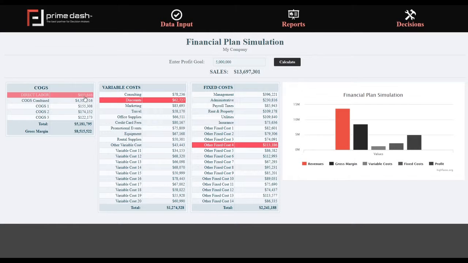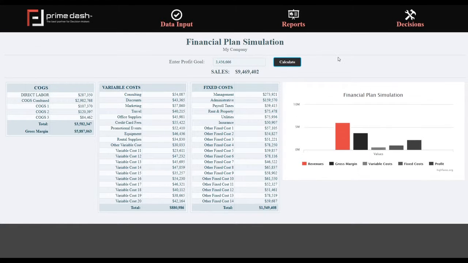You can use the financial plan simulation to determine a specific revenue goal to reach your company's profit goal, your maximum spending for each cost line item to reach your profit goal given your revenue limit. Determine a strategic financial plan tied directly to cost for maximum profitability.